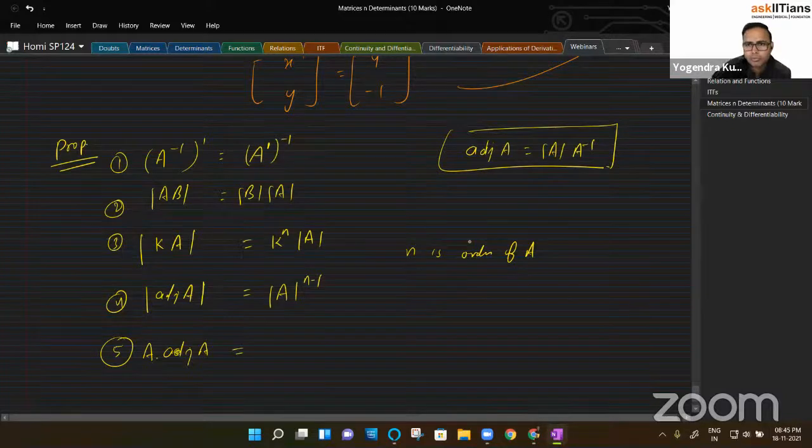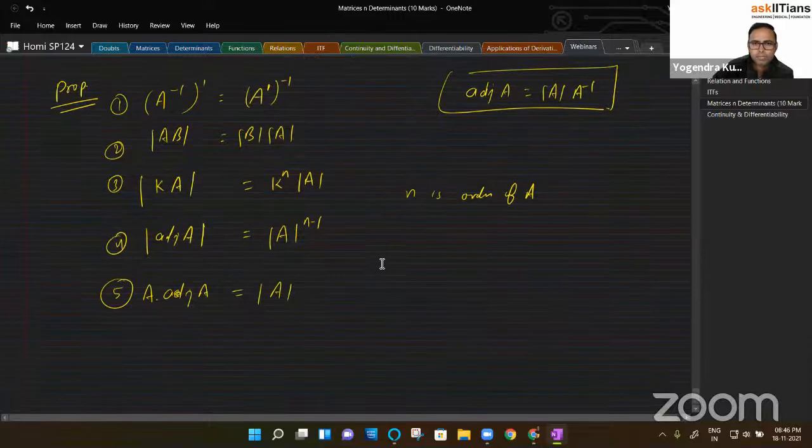If I multiply both sides, A into A inverse will be what? This is like a constant K. So what will we get? Determinant of A, or not? Tell me, everyone. Very easy, right? Simple property it is. The simplest one, you should remember it.